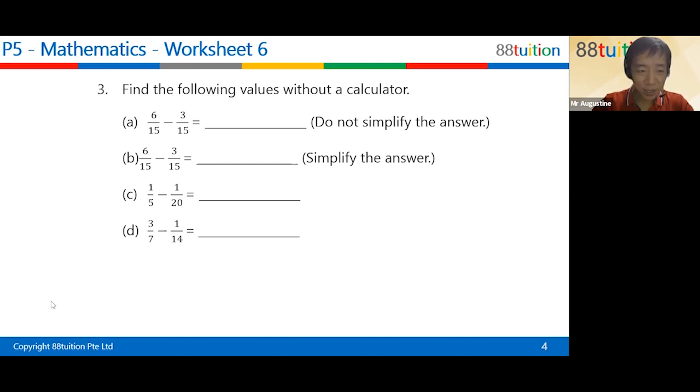So just flash this through. For B, we simplify because 3 out of 15 we can simplify to 1 out of 5. Now C, just be careful, don't subtract the numbers wrongly. You have to change to the same denominator first, because sometimes you tend to forget when you're rushing. And there you go.